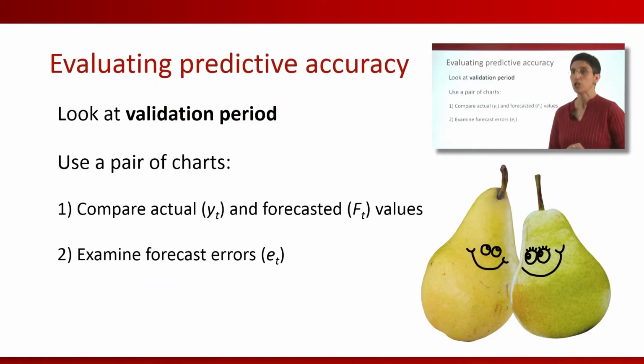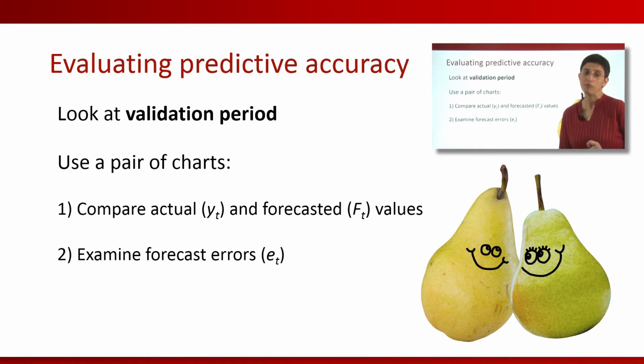We're going to start looking at the validation period. Remember, that's the period where we closed our eyes and pretended it was the future and we don't know the values. And we're going to look at a pair of charts. We're going to look at the actual values that we closed our eyes to, and we're going to compare those to the forecasted values that we generated from our model. By comparing these two numbers, we can see how well our model is forecasting values that it did not see.